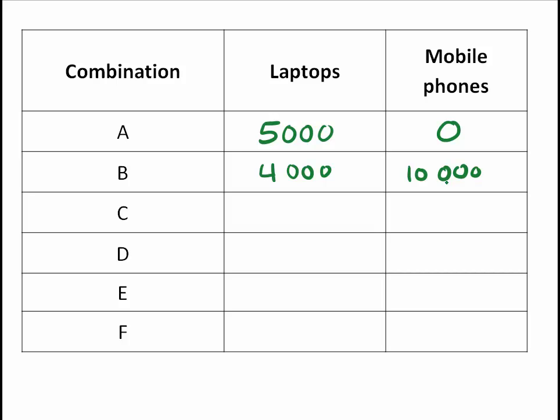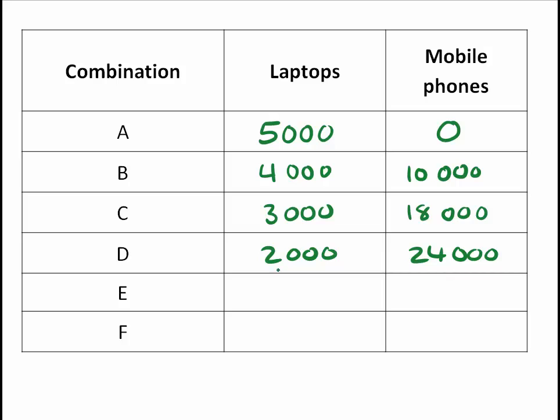Right. We also tell you there's another scenario, combination C, where Xanada can produce 3,000 laptops, and then they have enough to produce 18,000 mobile phones. Right. Here's another scenario, so combination D. If Xanada produces 2,000 laptops, they have enough resources left to produce 24,000 mobile phones. So at one point they can produce both 2,000 laptops and 24,000 mobile phones.